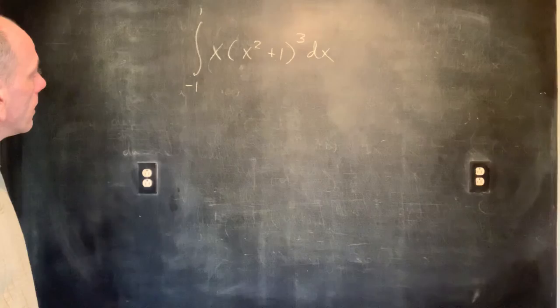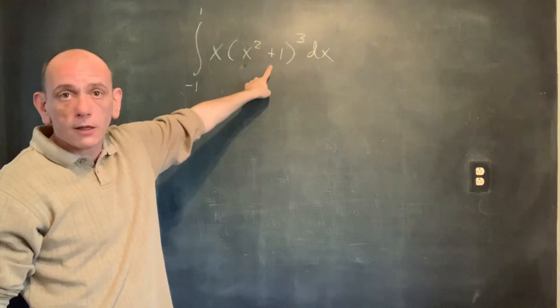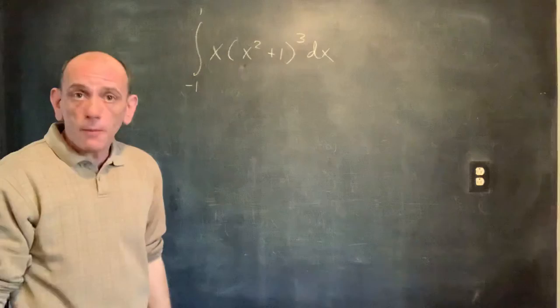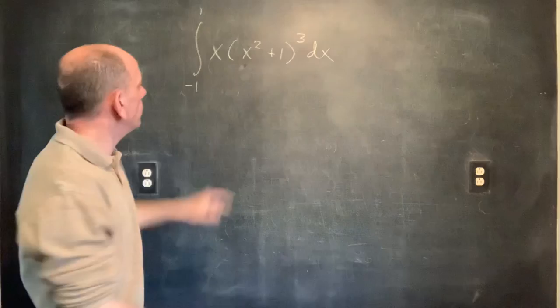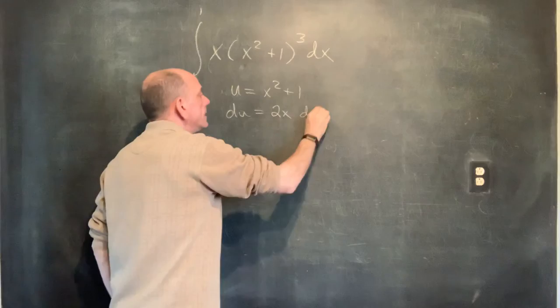Cool. So I look at this and I go, okay, that composite is screaming at me right here. If I can u sub for x squared plus 1, that'll just be u cubed. That's a power rule, super easy to do. So that's what I am hoping for, right? Right now we're still in the if stage. We're saying if u is x squared plus 1, well then what is du? Du is 2x dx, right? Derivative of the constant is 0.